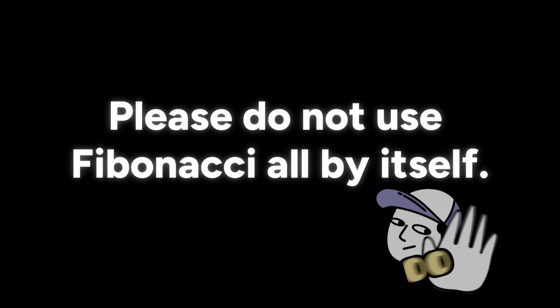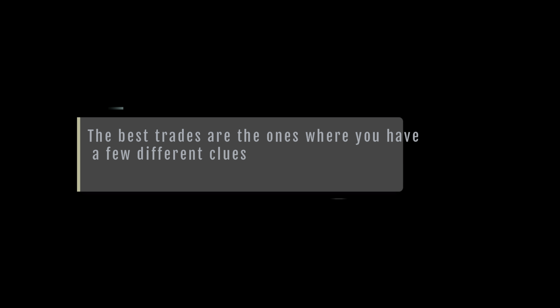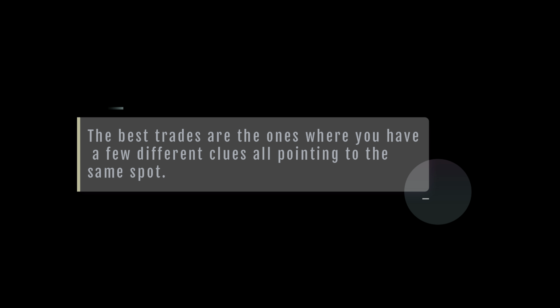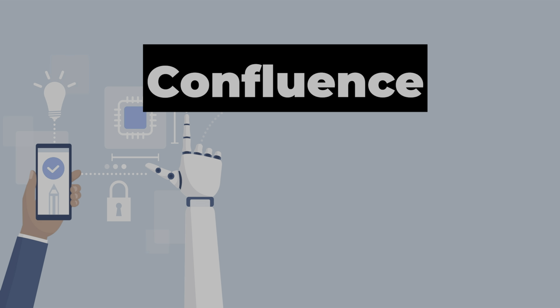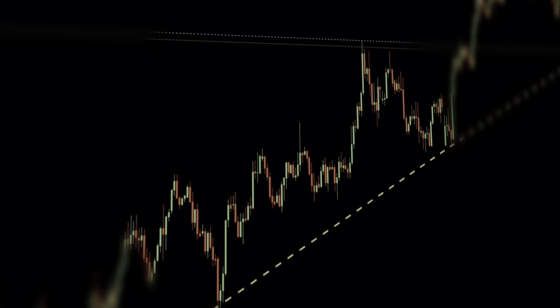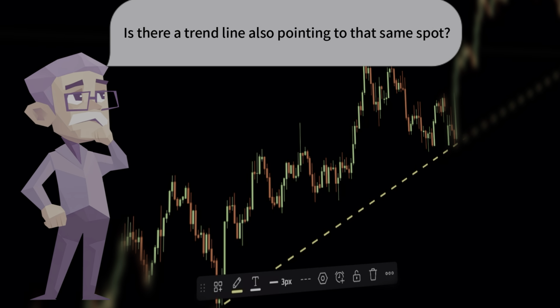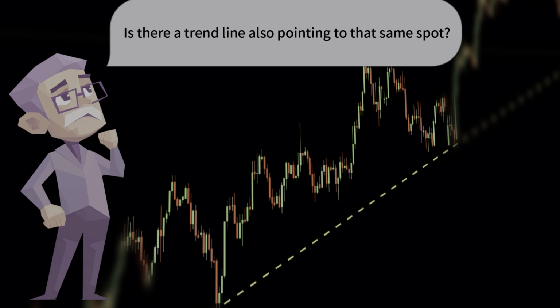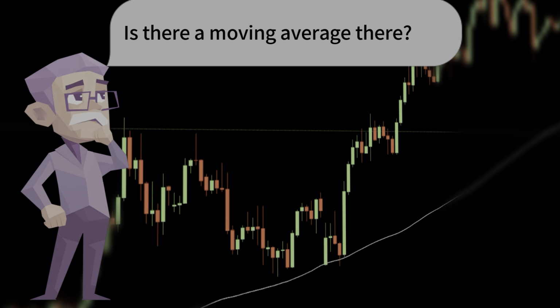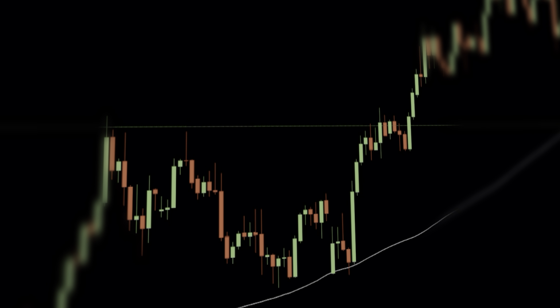And the second pro tip, and this is the most important one: please do not use Fibonacci all by itself. The best trades are the ones where you have a few different clues all pointing to the same spot. We call this confluence, a fancy word for things lining up. So when the price is heading toward your Fibonacci level, look for other things. Is there a trend line also pointing to the same spot? Is there a moving average there? The more reasons you have to take a trade, the better. It stacks the odds in your favor.